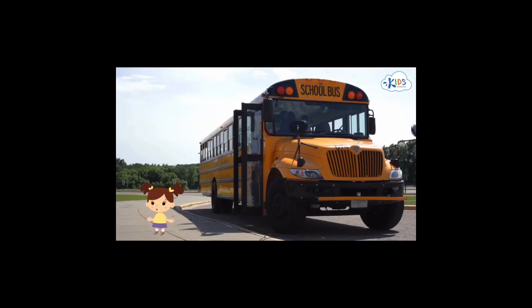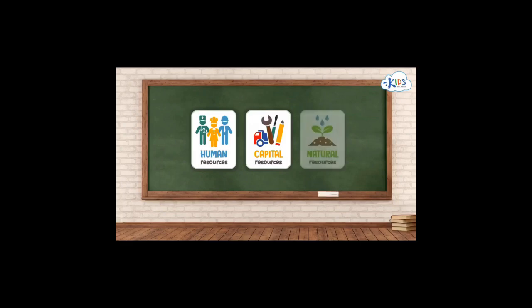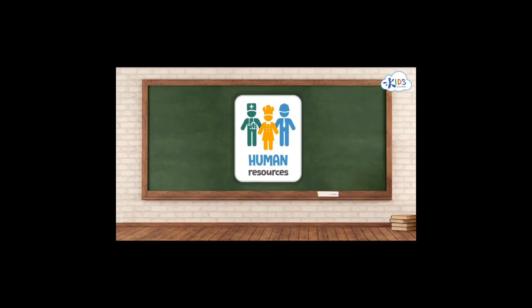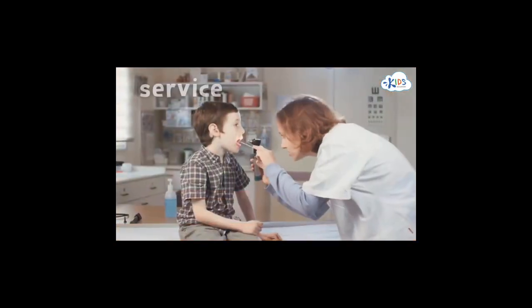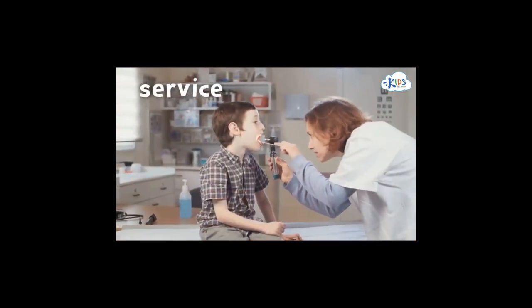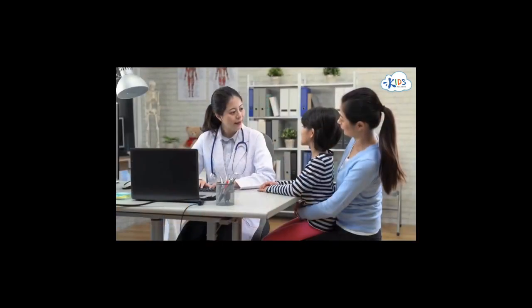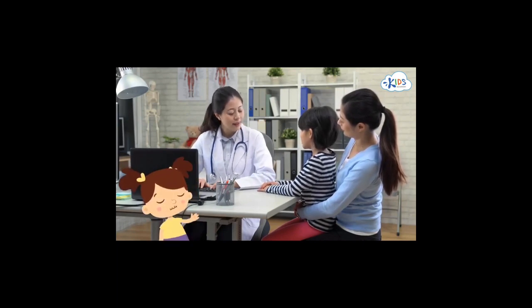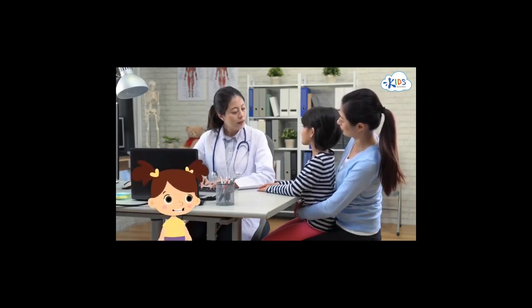What kind of resources? There are 3 main types of resources: human resources, capital resources, and natural resources. Human resources are people who provide a service. A service? What does that mean? A service is something that someone does for you. Doctors help people feel better when they are sick. They are an important human resource. People need doctors in order to stay healthy.